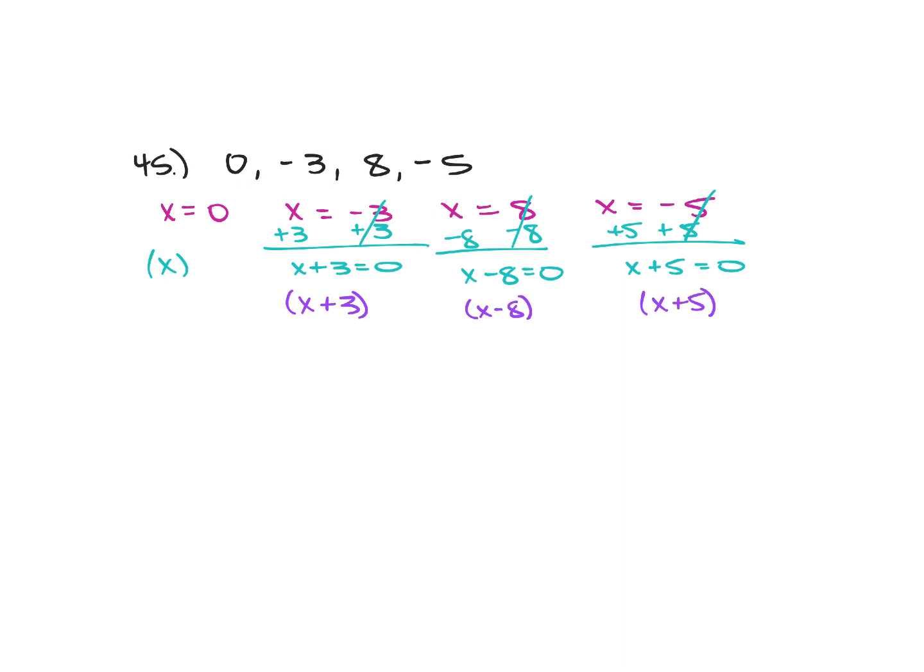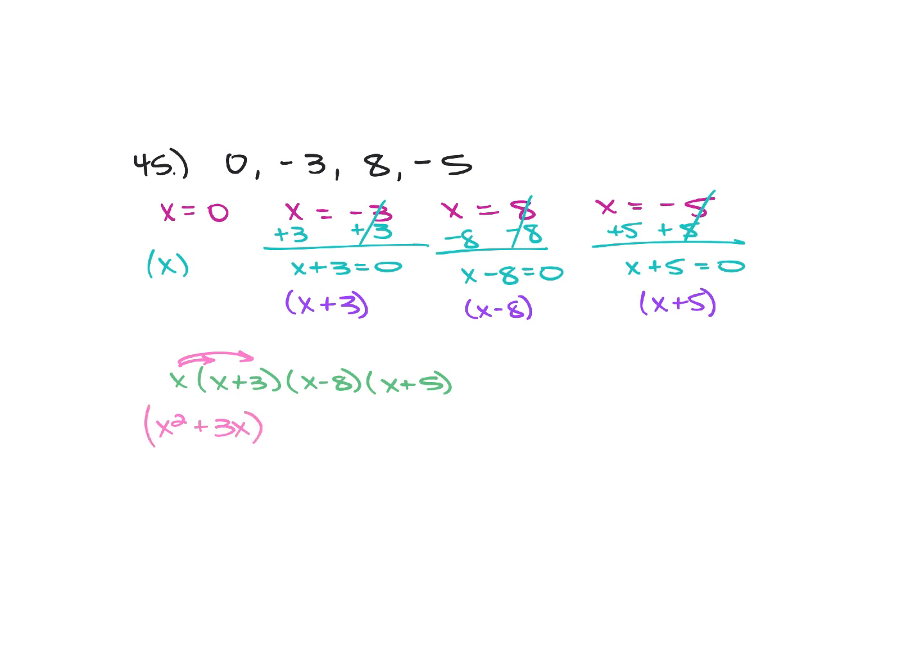This is going to give us x times x plus 3 times x minus 8 times x plus 5. And then you just multiply it out. I would distribute the x into the x plus 3, and at the same time FOIL out the x minus 8 times x plus 5. So the x times x is x squared, then the x times 3 is 3x. Keep that in a set of parentheses.